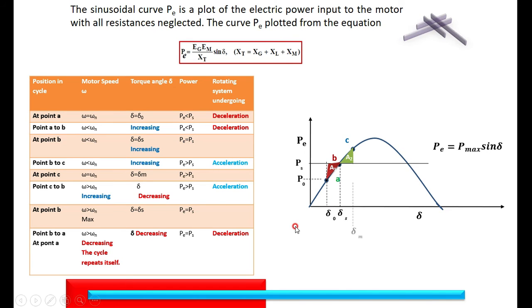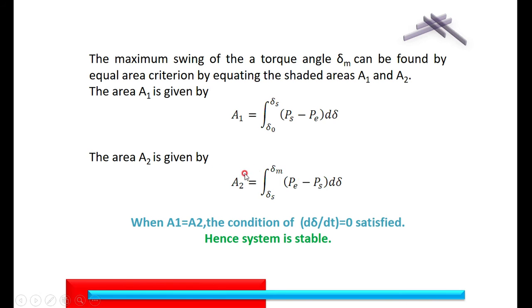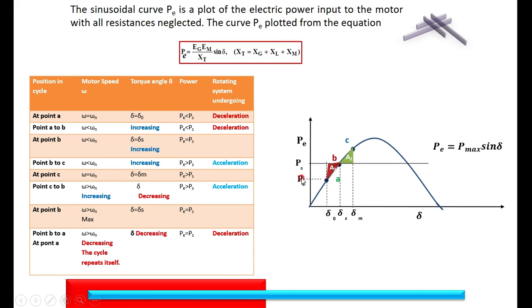Now in this session we will look into how much you can increase the output of this machine so that the machine does not lose its synchronism. What is the transient stability limit, the maximum limit that we are interested in? The maximum swing of the torque angle delta m can be found by the equal area criteria. That is, as you go on increasing Ps, A1 must be equal to A2.